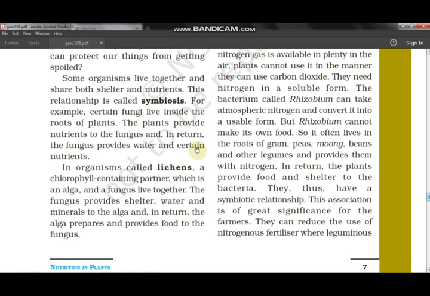For example, lichens contain a chlorophyll-containing partner, that means it synthesizes food, and a fungus. So the alga and fungus live together, in which the fungus provides shelter, water and minerals, and the chlorophyll-containing partner provides prepared food to the fungus. In this way they live with each other in a symbiotic relationship, and this is called symbiosis.